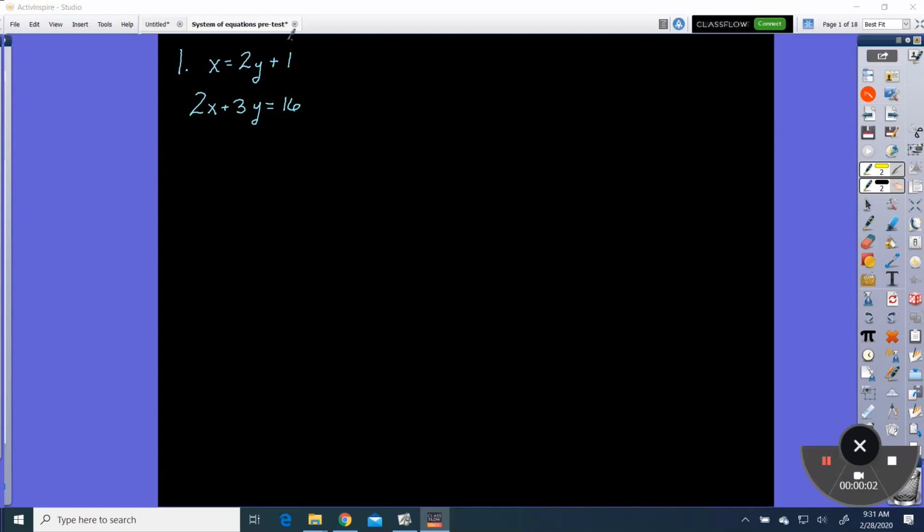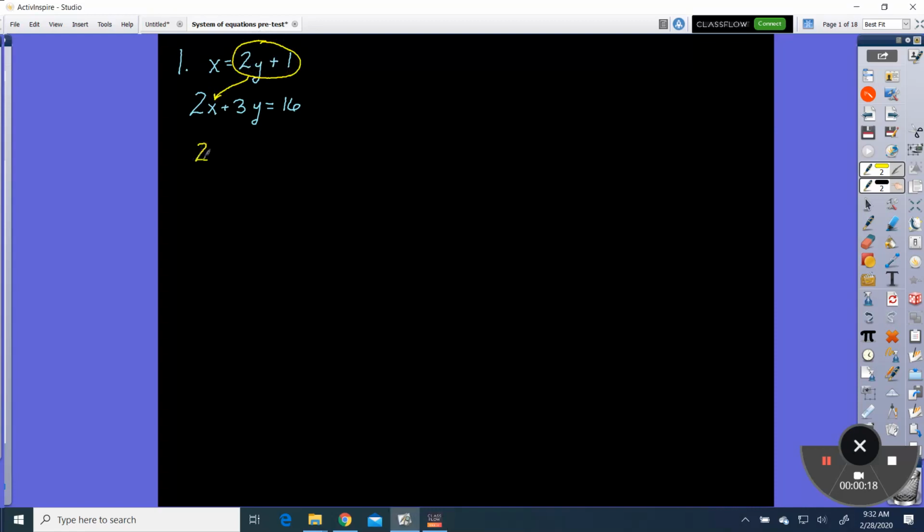Okay, so the first thing on your pretest, if you didn't change that minus to a plus, do that. Otherwise, that first question will not work, so make sure you change that. This is substitution, so now you're going to take this, x equals, and you're going to plug it in for the x in the other equation.